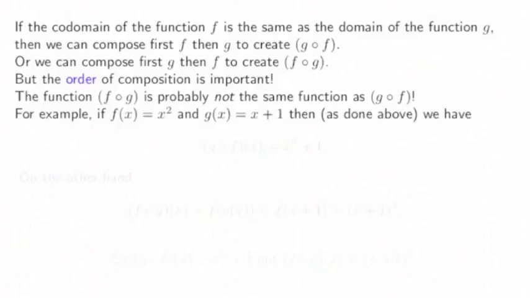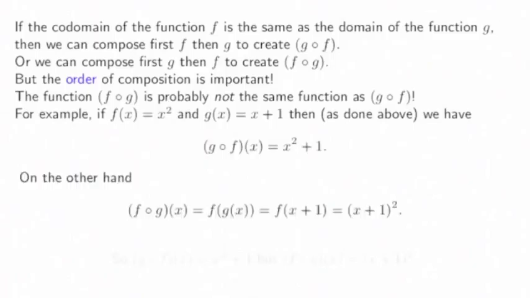For example, with what we've been doing before, f of x is x squared and g of x is x plus 1, then g composed with f is x squared plus 1. But on the other hand, f composed with g is f of g of x, is f of x plus 1, is x plus 1 squared. So g composed with f of x is x squared plus 1, but f composed with g of x is x plus 1, the quantity all squared.